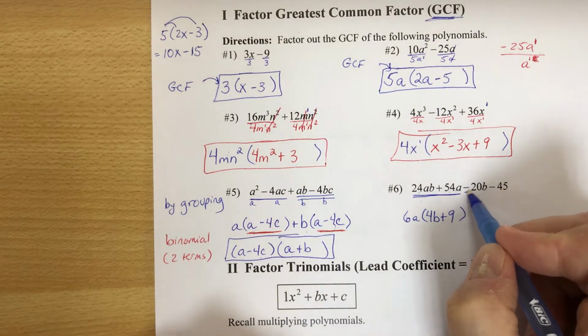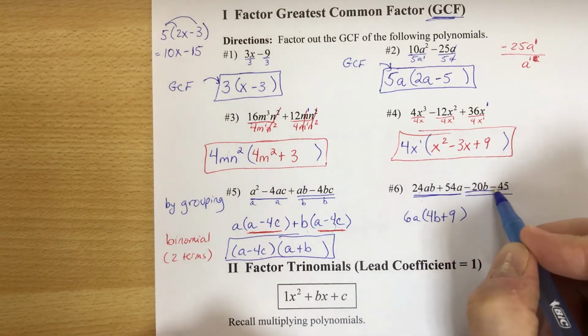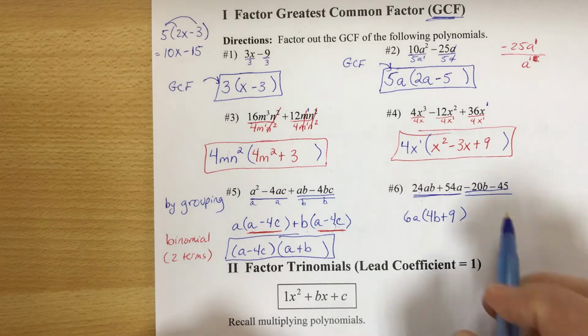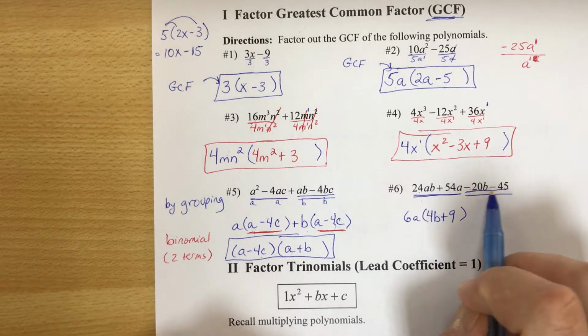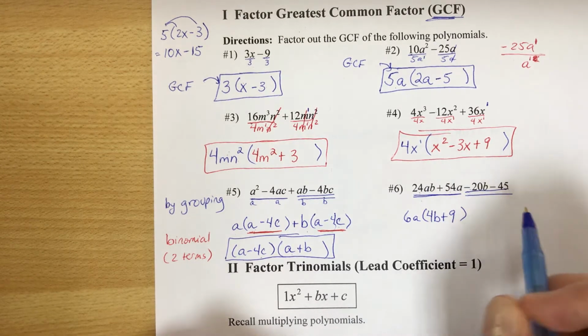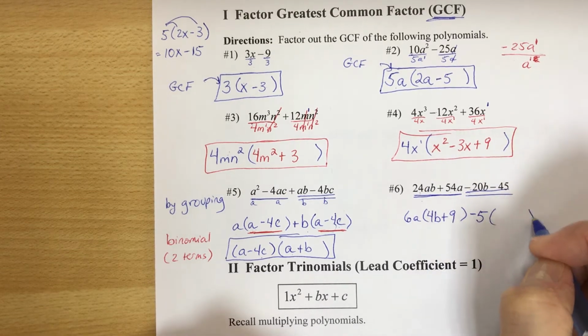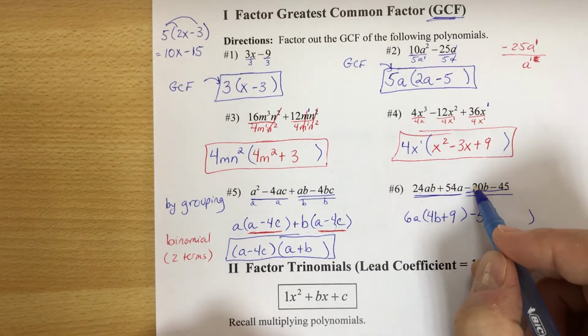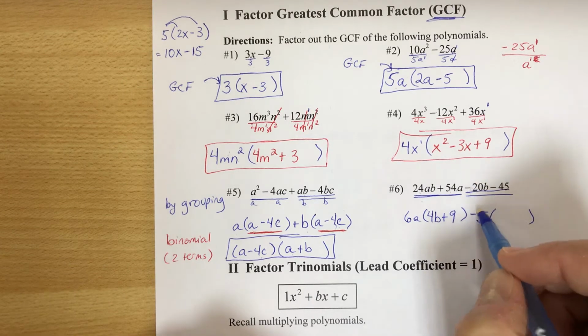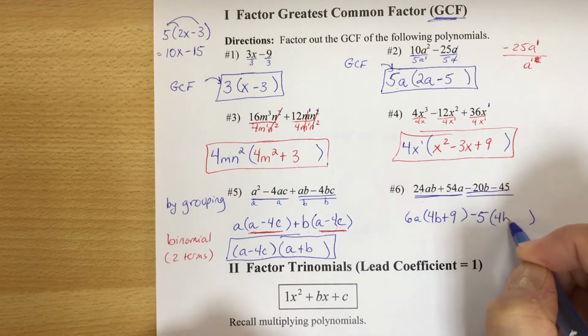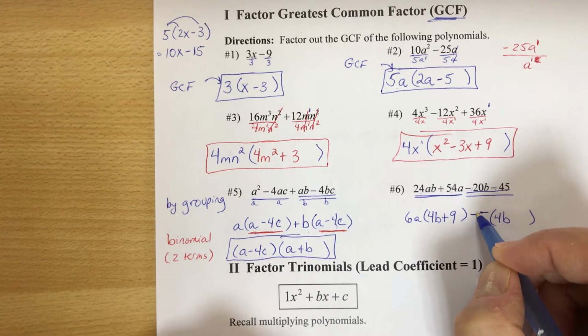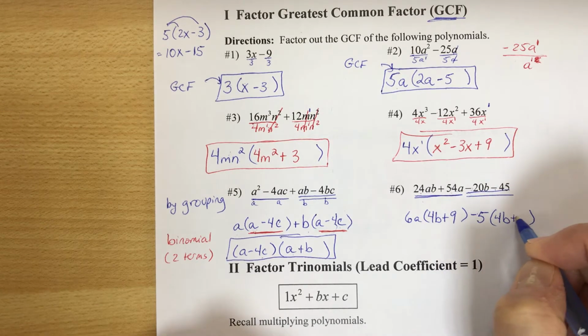In the second pair, notice that both of these are negative. 20 and 45 are both divisible by 5, so I'm going to factor out minus 5 from these. Now, if I divide this by minus 5, we get positive 4b. Negative 45 divided by negative 5 is positive 9.